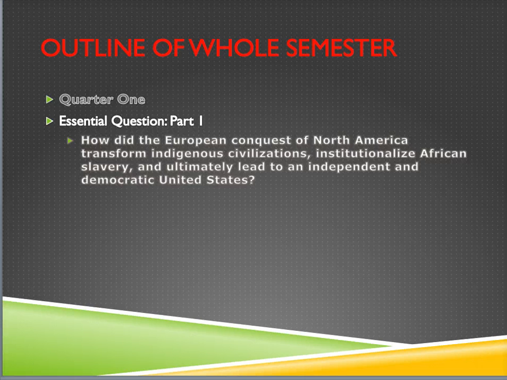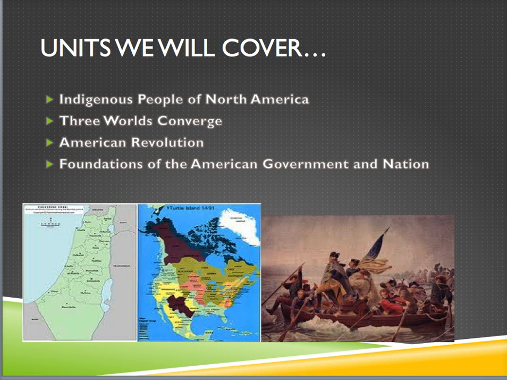into 4 quarters. Quarter one, I started off with the question that they need to know, remember, and write a nice paper on and know the ins and outs of the facts that include this question. So for the essential question in part one, I want them to answer: how did European conquest of North America transform indigenous civilizations, institutionalize African slavery, and ultimately lead to the independent and democratic United States? Very big question to answer, but what I want to do is give them a premise of what we're going to cover in this unit.